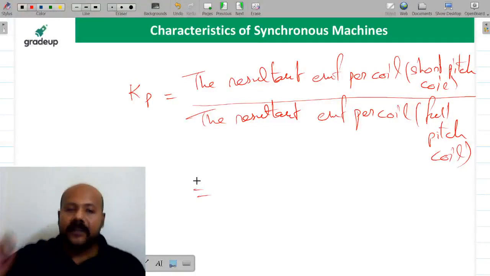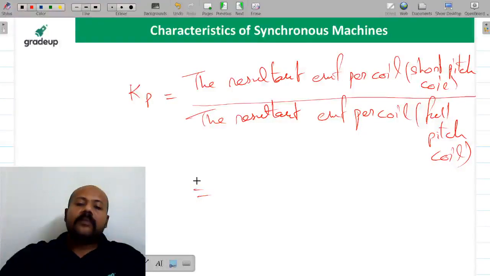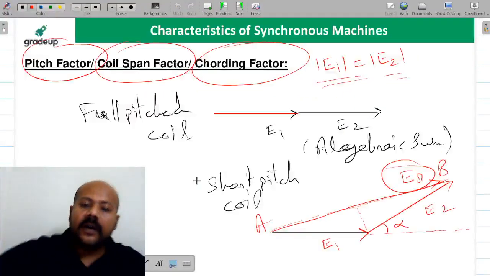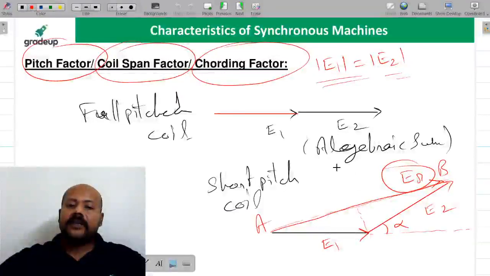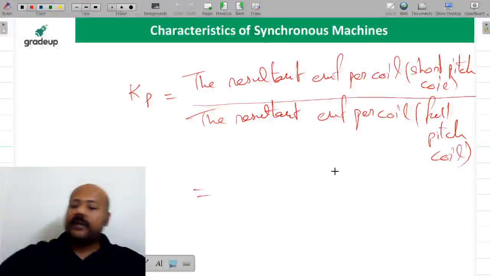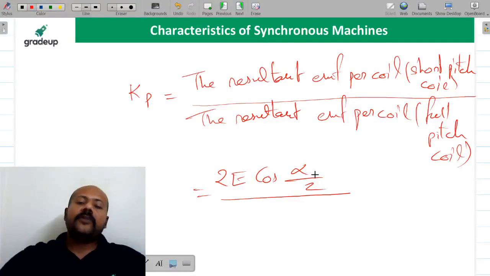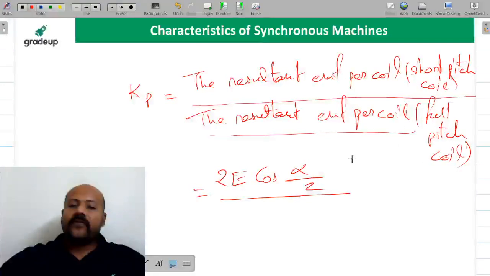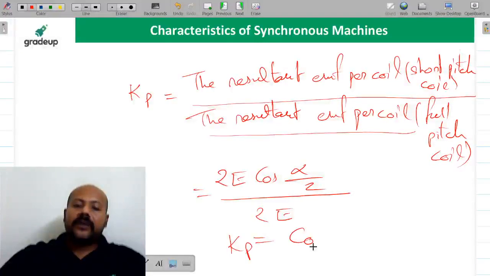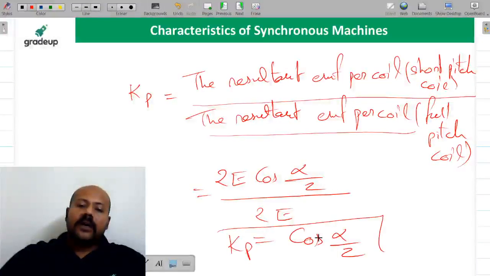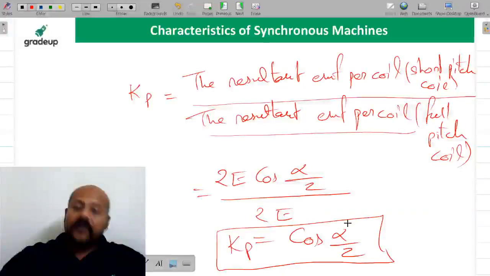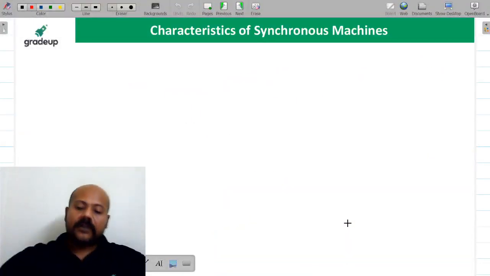Now if you apply some trigonometric information, which you must have read, this distance AB is going to be 2E cos alpha by 2. Simple geometry explanation you can use. And the resultant EMF per coil in case of a full pitch coil is going to be 2E. So your pitch factor is going to be cos alpha by 2. And all of you listen to me, it is going to be very important the way we are going to discuss it.